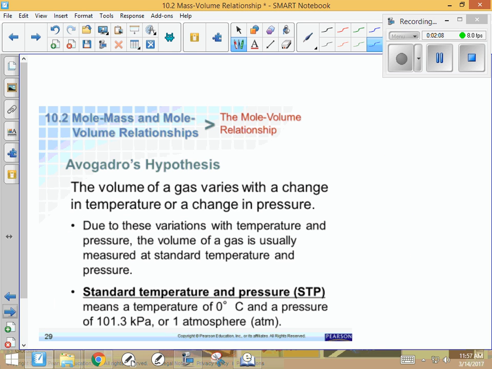So back to this hypothesis, the volume of a gas varies with change in temperature or pressure. So due to those variations, we have to set the temperature and pressure, like I just said, at standard temperature and pressure. 0 degrees C and 1 atmosphere, okay?